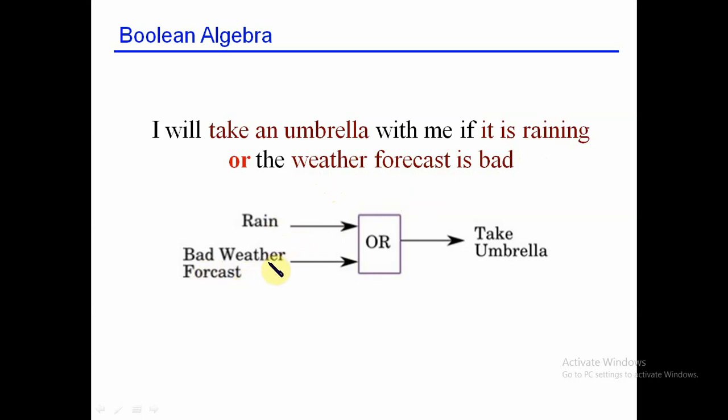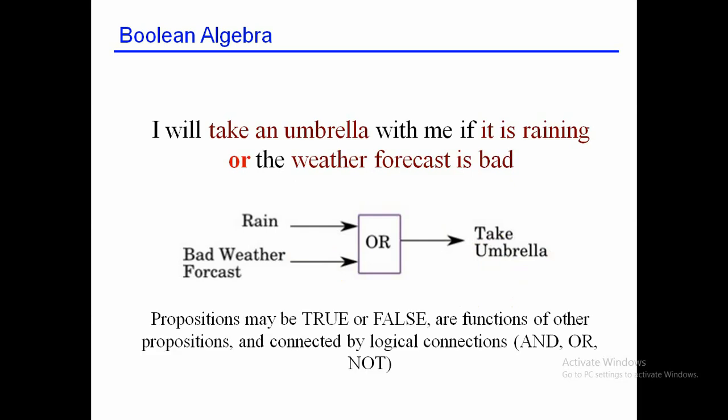Rain OR bad weather, that is the OR, means the output will be that we have to take the umbrella. This is a necessity because of bad weather as well as the rainy season. This is one example we took for understanding purposes. This is one simple proposition.